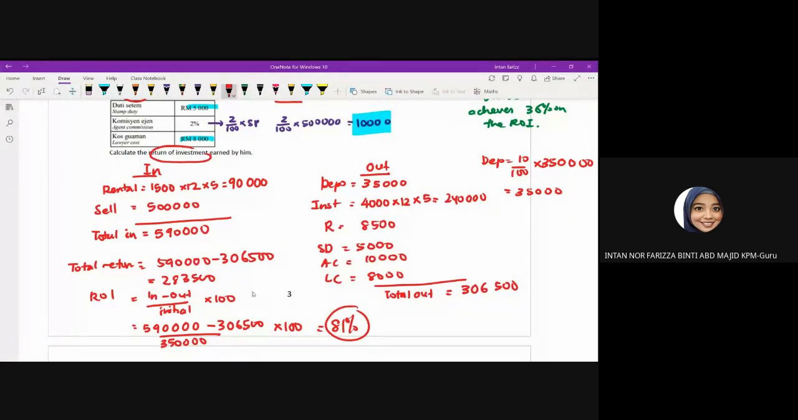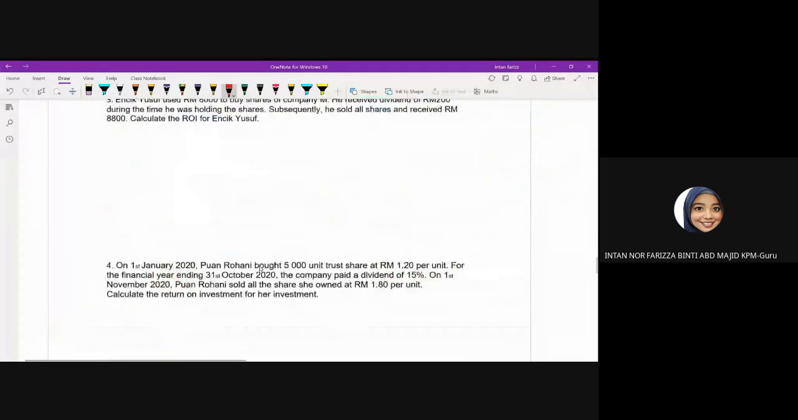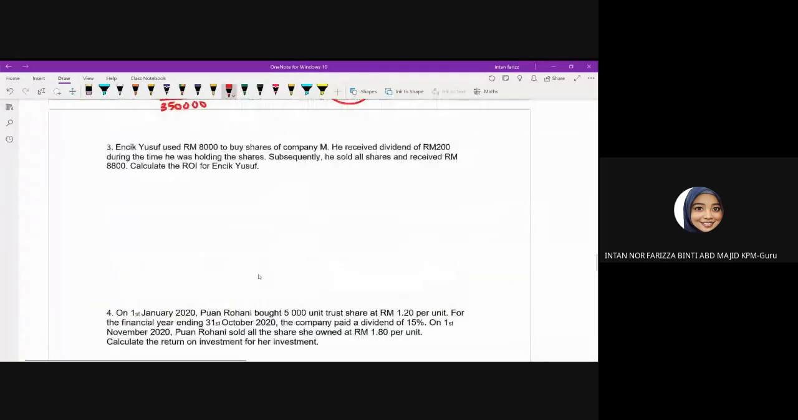Okay, now let's look at the next one. We can also use ROI when you want to check the return for shares. Remember for investment, we have what just now? We have shares, we have unit trust, and we have real estate. So just now real estate is done already. We looked at selling the house and buying the house.